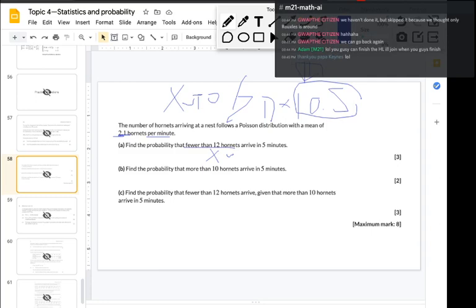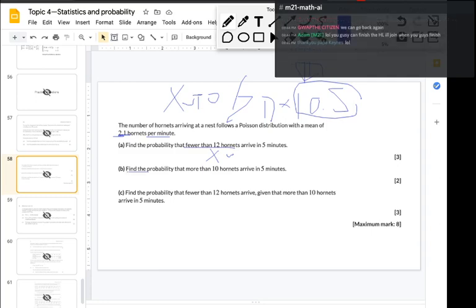Okay. Then find the probability that more than 10 hornets arrive in 5 minutes. This is similar to the one before, but it's the opposite. So more than 10 would be from 11 and above. Since the calculator goes from left to right, that means you have to insert 10 and then subtract the result from 1. And that would give you the final result.